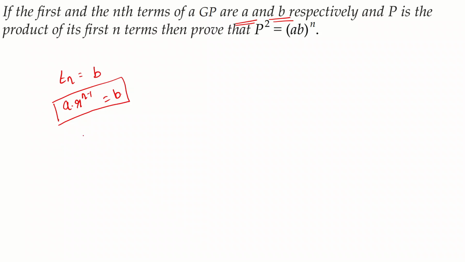Okay, and now p is the product of its first n terms. That means p is equal to the product of all the first n terms. So that means a into ar into ar square.